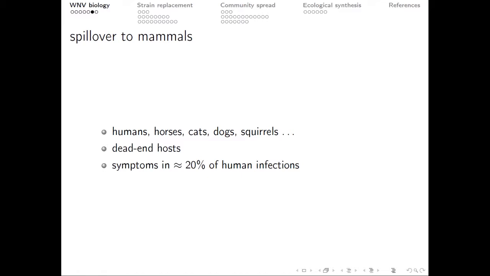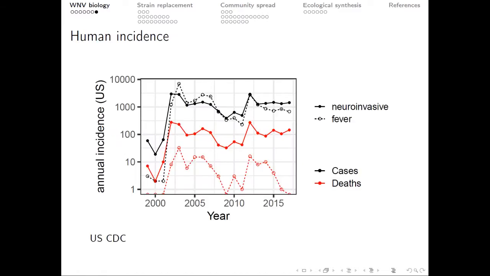If you do a serological survey, you see which people have antibodies to West Nile in their blood. You can figure out that only about 20% of the people who get infected with West Nile ever have any symptoms that they report. This is from the U.S. Centers for Disease Control. This is on a log scale. The black lines are cases.